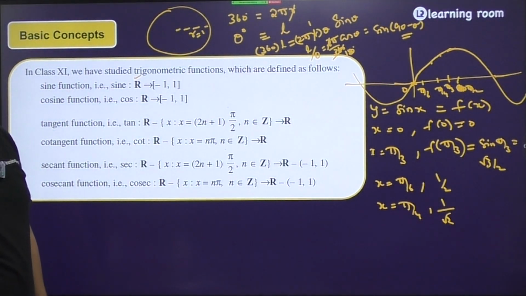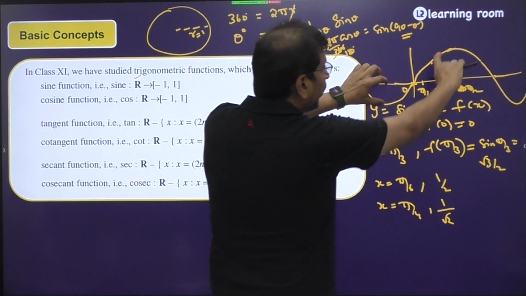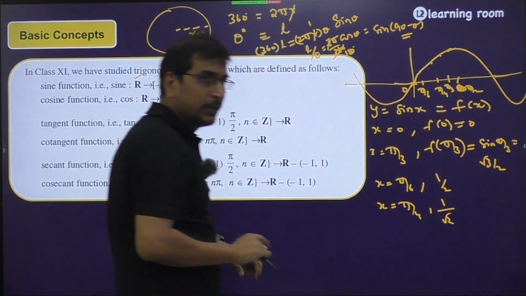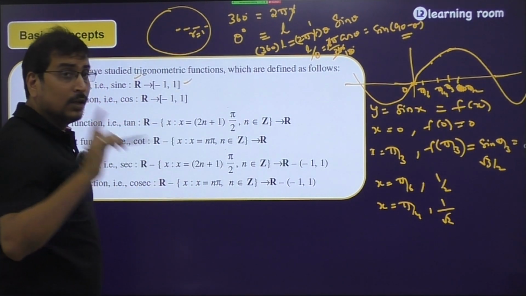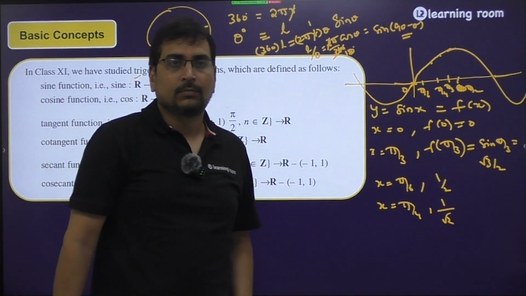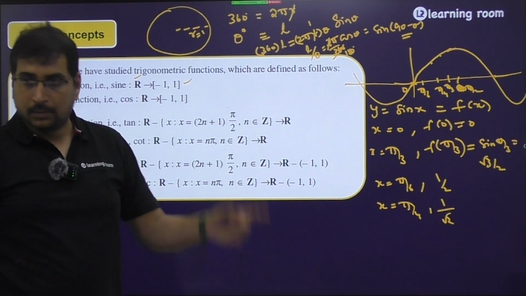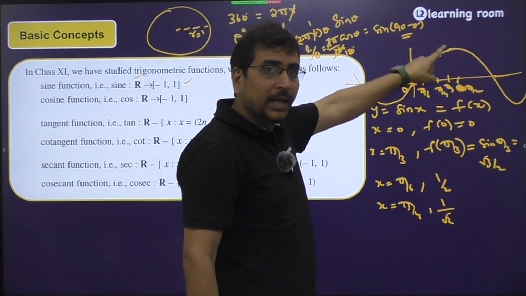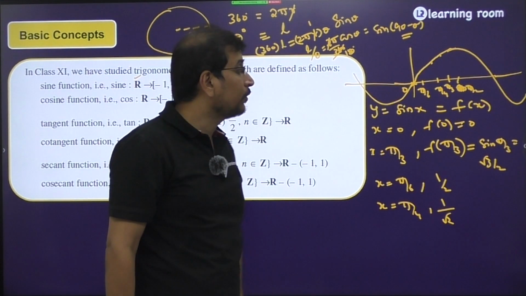But what is going to be the range of it? Minus 1 to 1. This is the maximum value, this is the least value. So it is the closed interval minus 1 to 1. Meaning you are able to generate minus 1 and you are able to generate plus 1 also. Where will you generate plus 1? At pi by 2. Then where else will you find it?